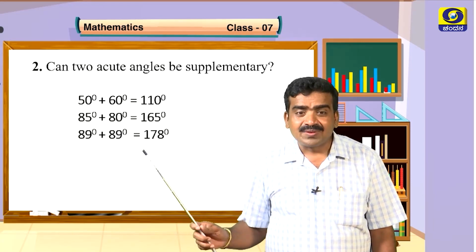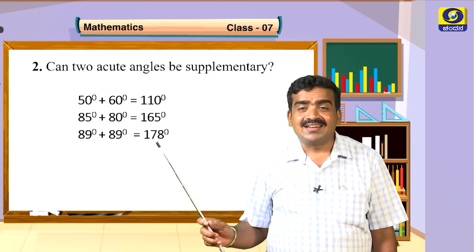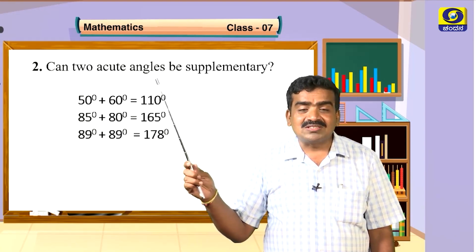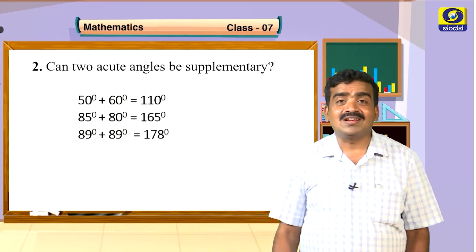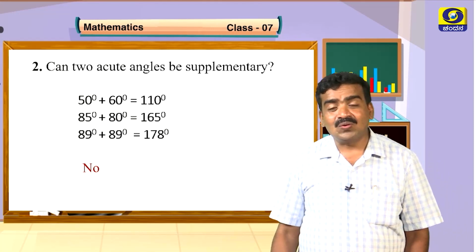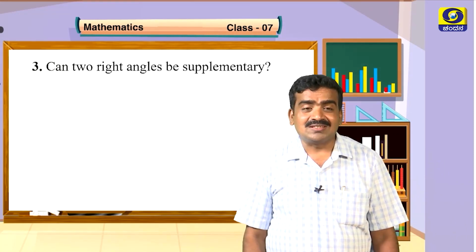What is their sum? It is 178 degrees. Again it is less than 180 degrees. Therefore, the sum of two acute angles will not give us supplementary angles. Again our answer is no. Let us go to one more question.